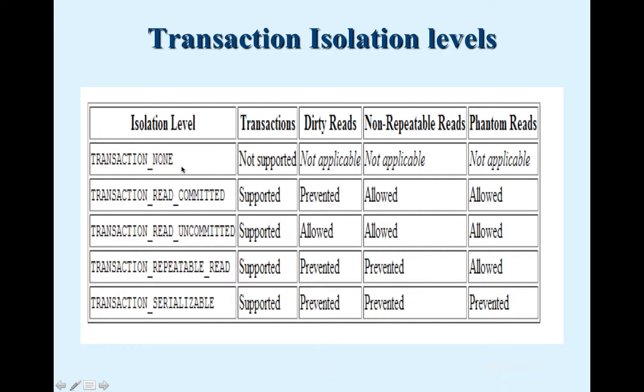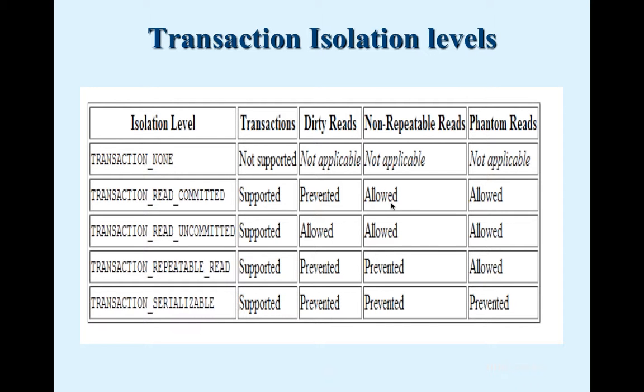When you say transaction none, transactions are not supported, so there is no question of dirty reads, non-repeatable reads, or phantom reads being prevented because there is no transaction support at all. When you set transaction read committed, that means transactions are supported, dirty reads are prevented because we are not reading uncommitted data, and non-repeatable reads are allowed. That means the same row may be modified by a different transaction, and you may see that differently. And phantom reads are also allowed. That means if somebody else actually changed the condition, that is allowed.